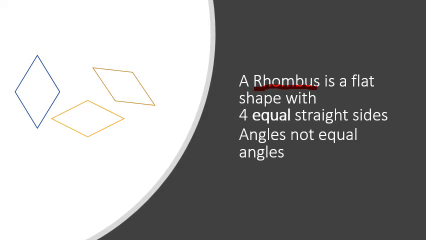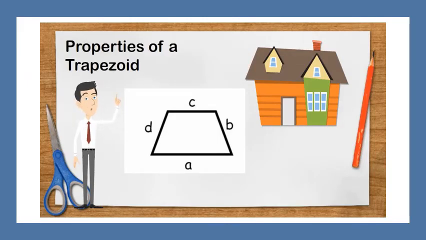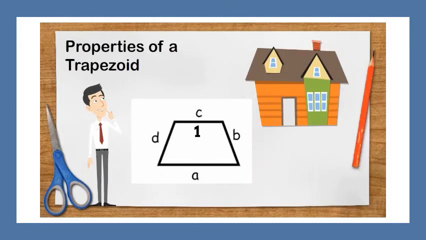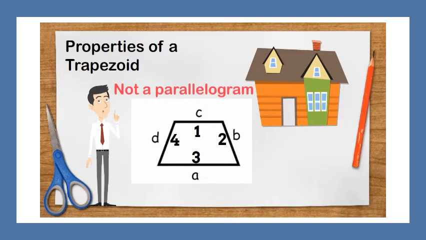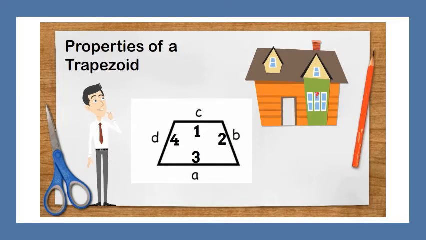Okay? Trapezoid is a quadrilateral with one pair of parallel sides and one pair of non-parallel sides. Because it is a quadrilateral, it has 4 sides. Also, since it only has one pair of parallel sides, it is not considered a parallelogram. Take a look at this house. Do you see any trapezoids? Yes, there it is. Is this geometric shape a trapezoid? No, because it does not have one pair of parallel sides.